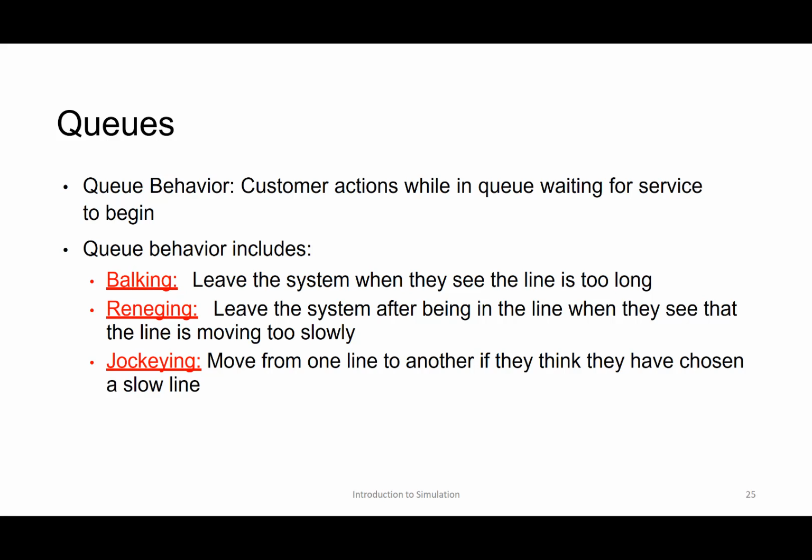Or jockeying, moving from one line to another if they think they have chosen a slow line. A good example of this would be the grocery store, when you find yourself in a line that's moving slowly, so you look around and find one that's shorter and moving faster, and then you go and switch to that line. Each of these has to be accounted for in order for the system to truly reflect the actual behavior.